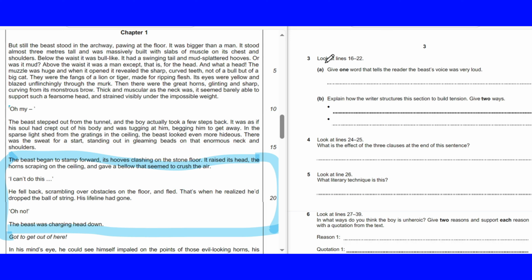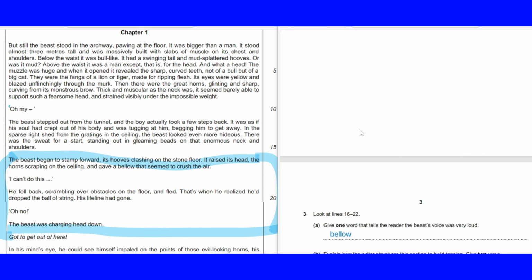Now we are in question 3. Look at lines 16 till 22. A. Give one word that tells the reader the beast's bellow was very loud. 10 seconds. Alright, what is that one word? Let's open up the answer, guys. So the answer is bellow here. Bellow.